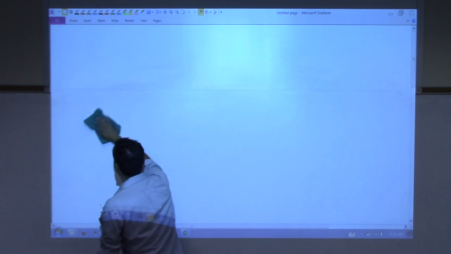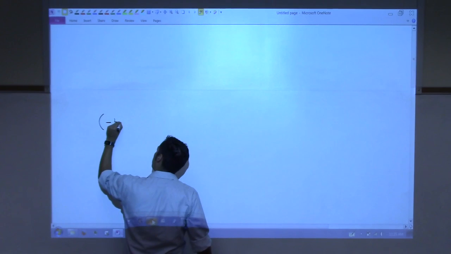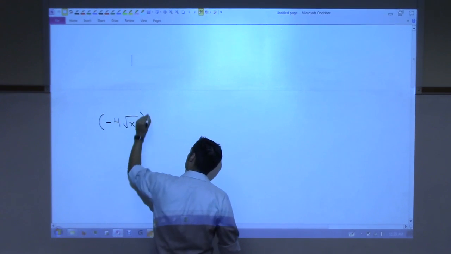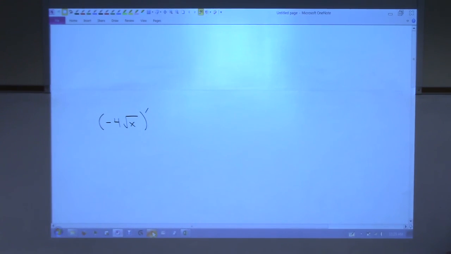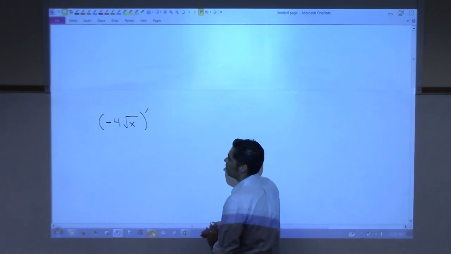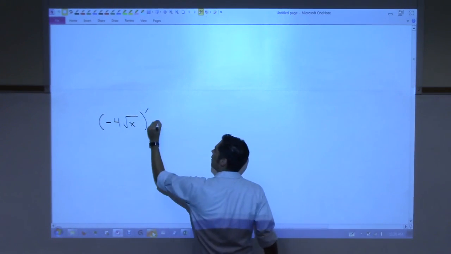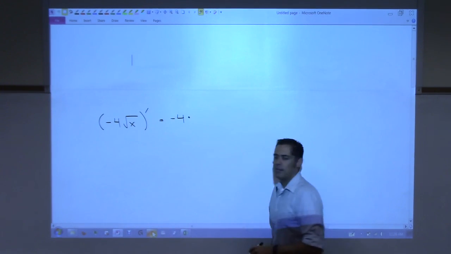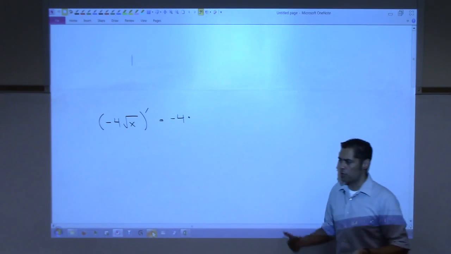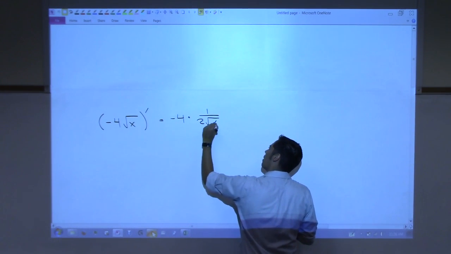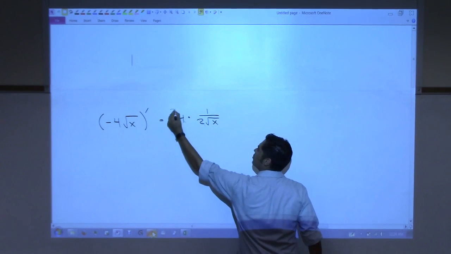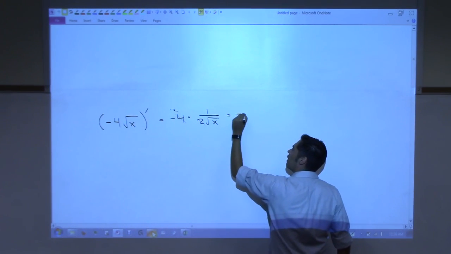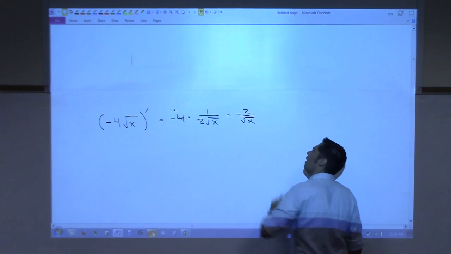Let's do another one. How about take the derivative of negative 4 root x. If you follow what I just told you, you're just going to bring the negative 4 with you, times the derivative of root x, which I told you to just remember is 1 over 2 root x. And now the question is, can you simplify that a little bit more? The 2 goes into the 4 twice, because that's really like a 4 over 1. So you get negative 2 over root x.